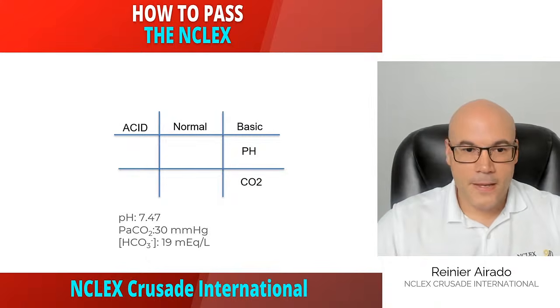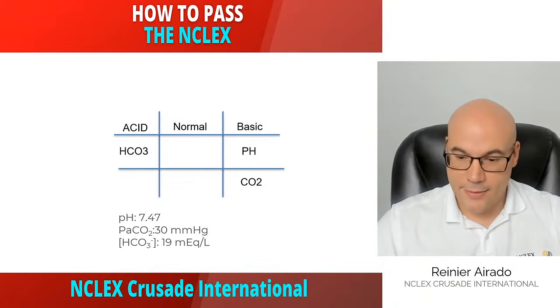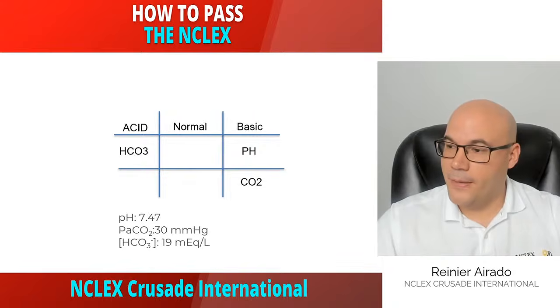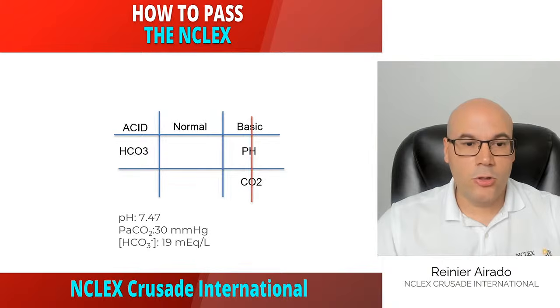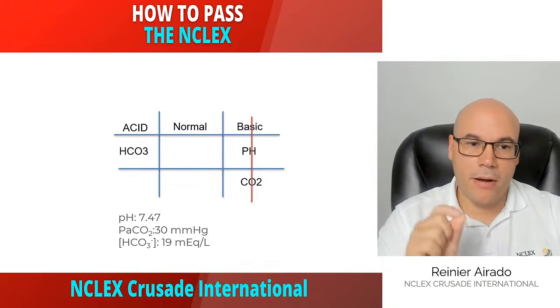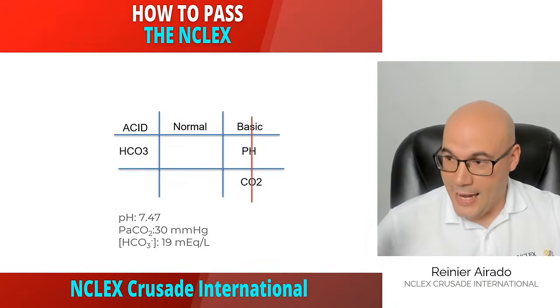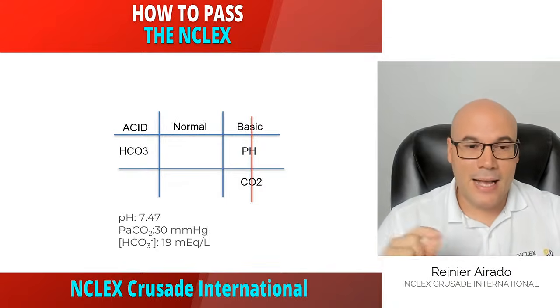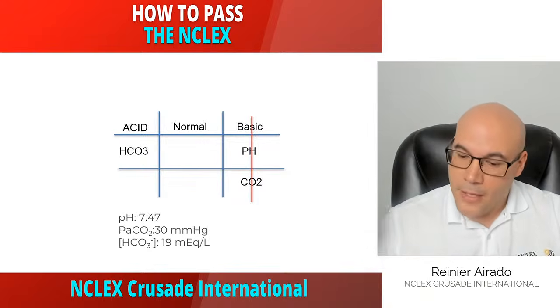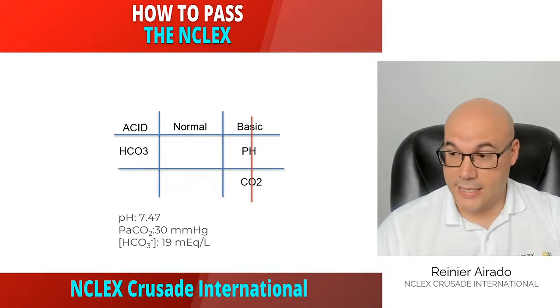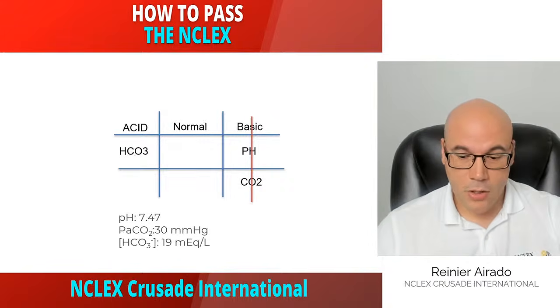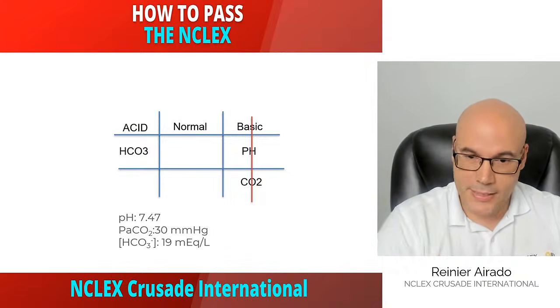There you go. Okay, so the bicarbonate or HCO3 is acidic. Let's play tic-tac-toe. The pH is basic and CO2 is basic. What does CO2 represent? CO2 represents a respiratory problem. And in this scenario, the problem is alkalosis. So what do we have? Respiratory alkalosis. Now, is it partially compensated or is it uncompensated?